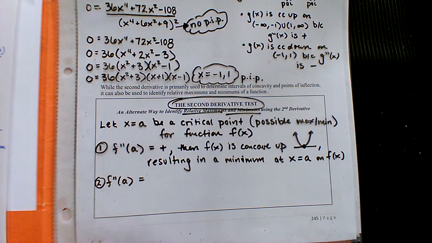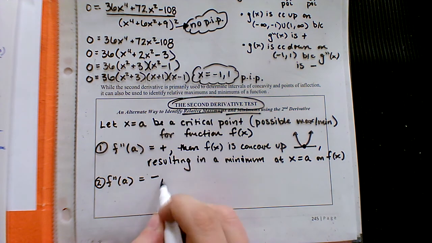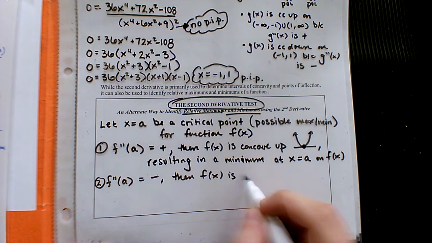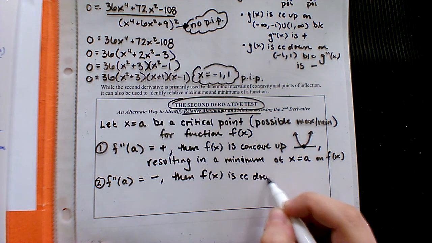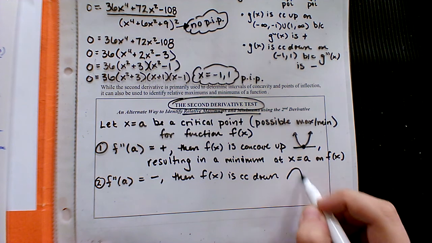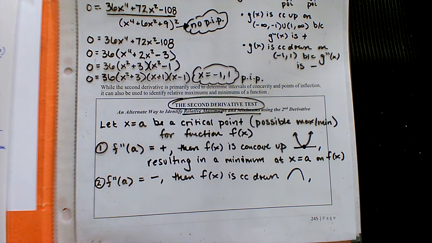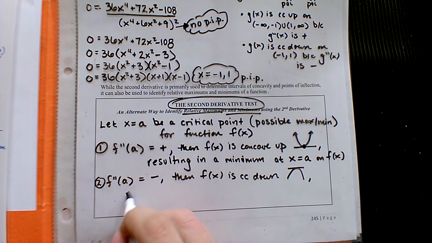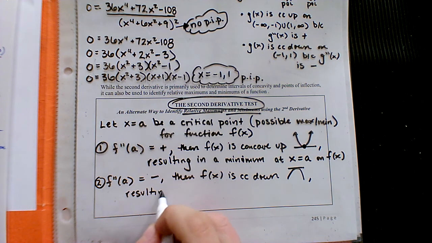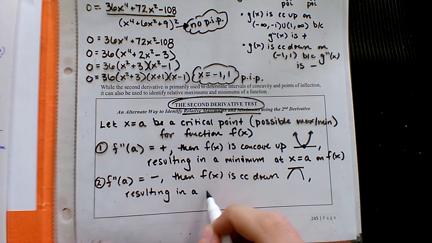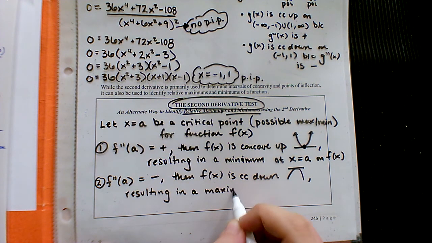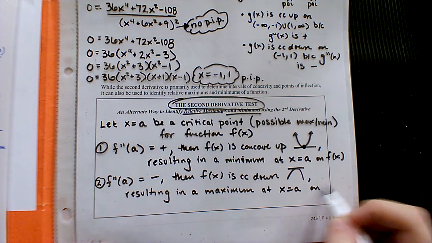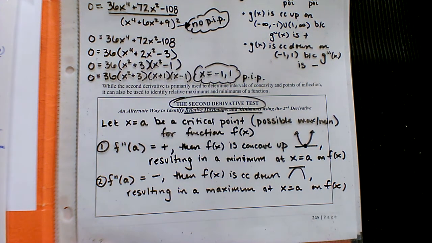What's the other case? If the second derivative was negative, then f of x is concave down. So that would result in a maximum at x equals a, okay, on the original graph.